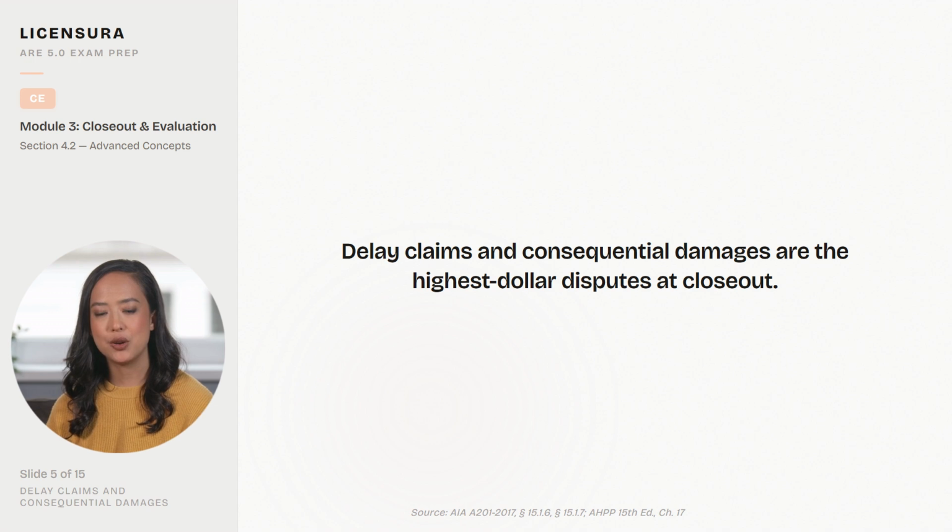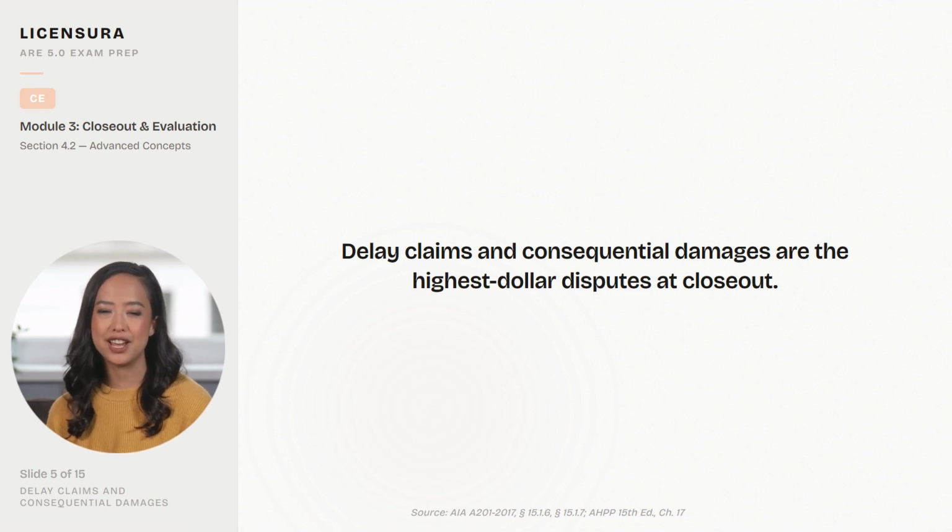Delay claims and consequential damages are the highest dollar disputes at closeout. A contractor who lost weeks to owner-caused delays wants compensation for extended general conditions, crew demobilization, and lost productivity. An owner whose building was delivered 3 months late wants compensation for lost rental income, lost business revenue, and delayed opening costs. These are all legitimate claims in theory, but A201 Section 15.1.7 changes the landscape dramatically.